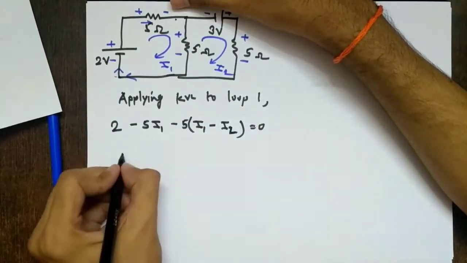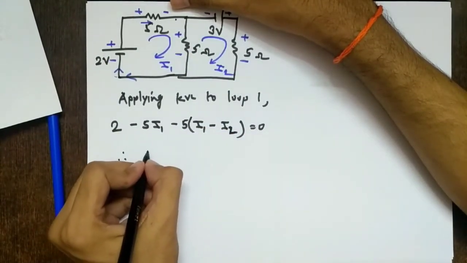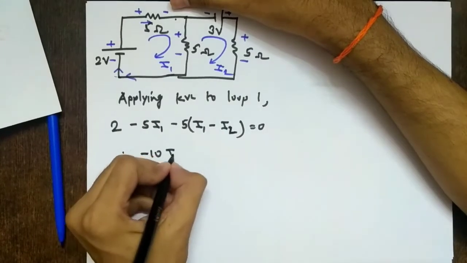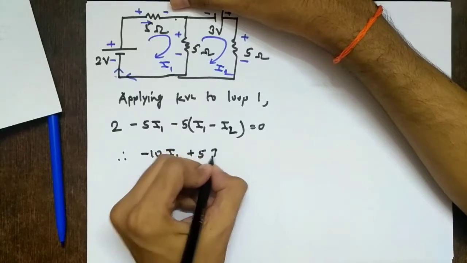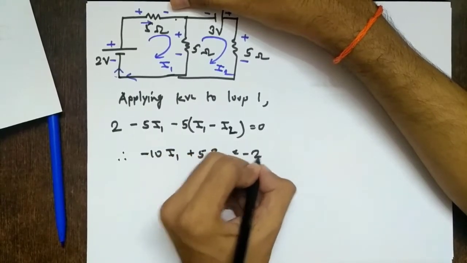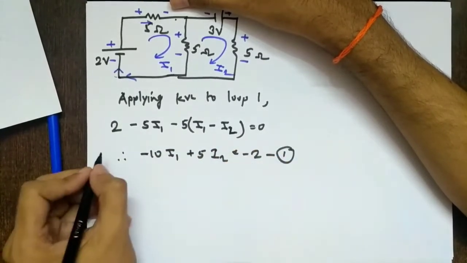So then you have to solve this equation. So what we will get? Minus 10 I1 plus 5 I2 equal to minus 2. So this is equation number 1.